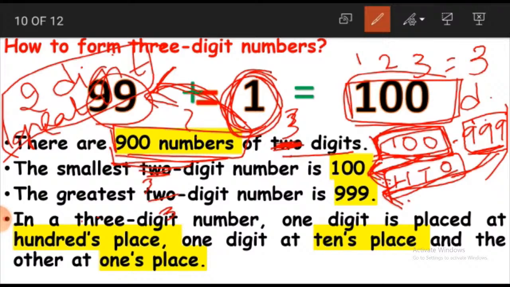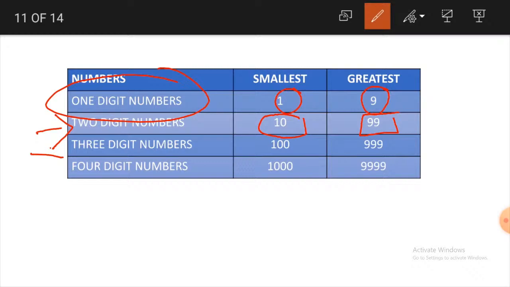See, we have learnt about 1-digit numbers. What is the smallest 1-digit number? 1. The greatest is 9. When it comes to 2-digit numbers, the smallest 2-digit number is 10. The greatest 2-digit number is 99. When it comes to 3-digit numbers, the smallest 3-digit number is 100 and the greatest 3-digit number is 999.